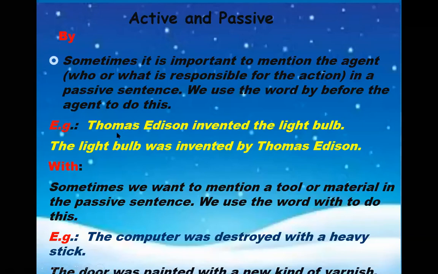Look at this example. Thomas Edison invented the light bulb. How can we change it to passive? We will start with the light bulb was invented, because we are talking in the past, by Thomas Edison. Here we have to mention the agent, because if the agent is not mentioned here, the sentence will not be clear. Okay? It will be meaningless.